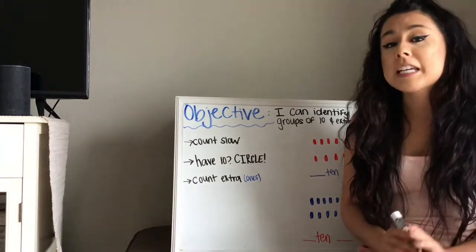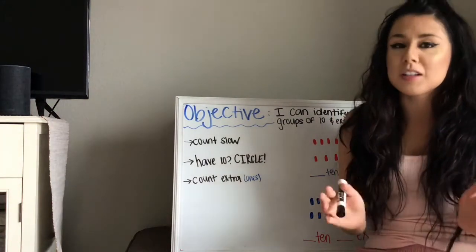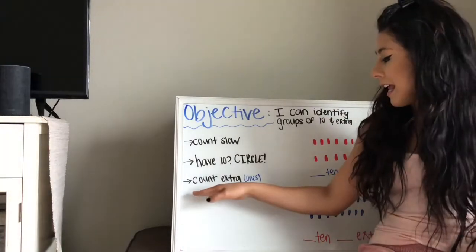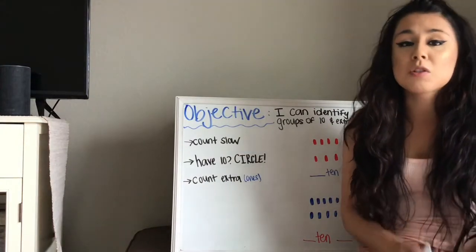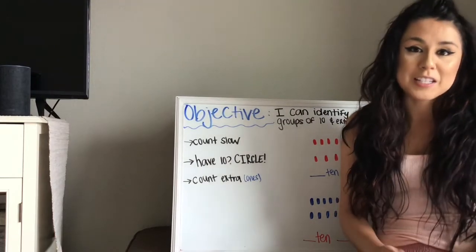Also, if you have 10, remember to circle it, and circle it nicely. I'll show you what I mean in a little bit. And then count your extras. The extras are called ones. We're going to call them extra ones for today.